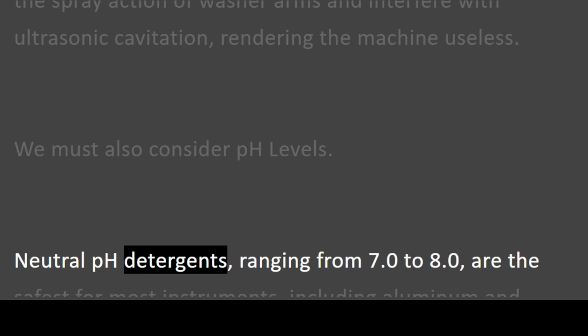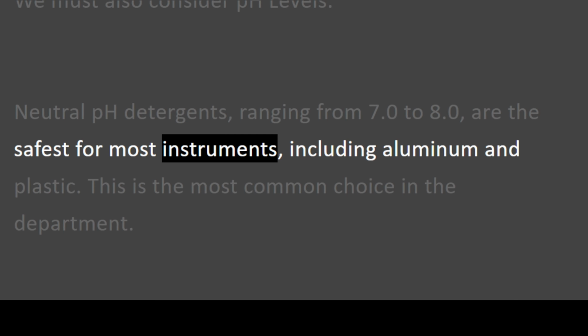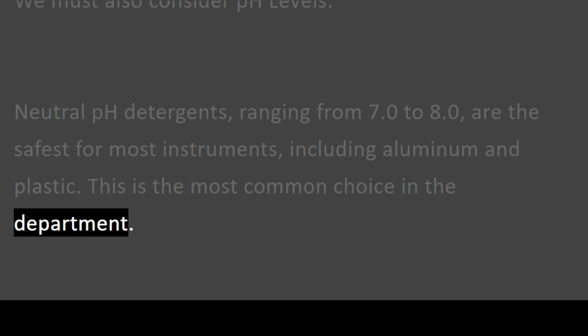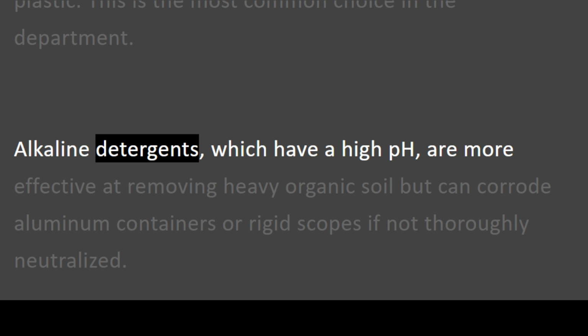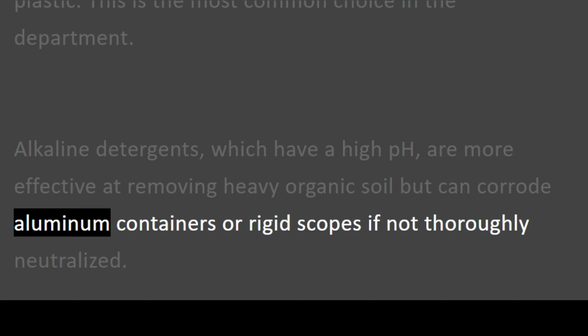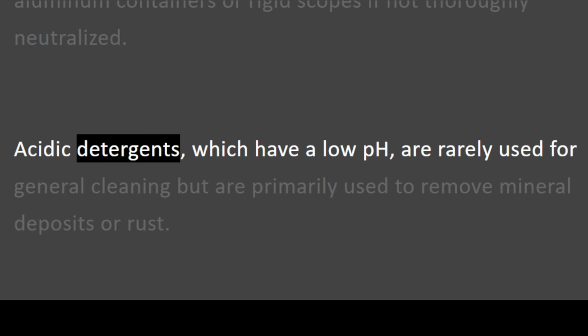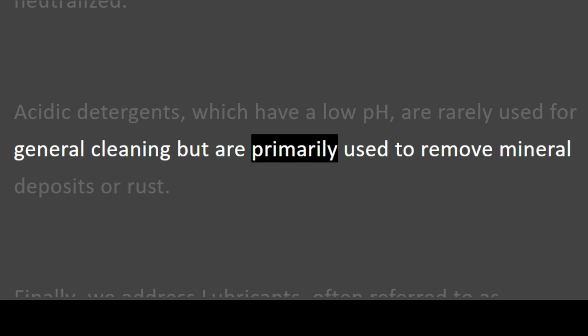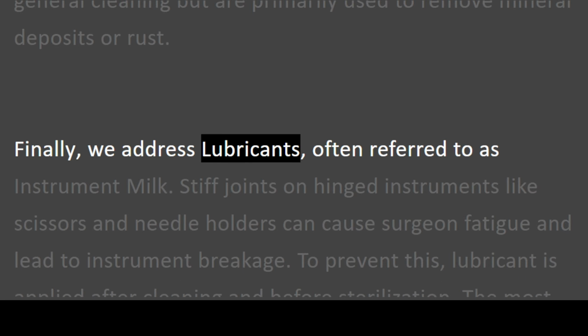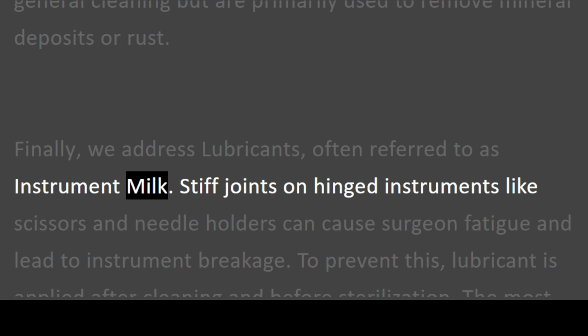Neutral pH detergents, ranging from 7.0 to 8.0, are the safest for most instruments, including aluminum and plastic. This is the most common choice in the department. Alkaline detergents, which have a high pH, are more effective at removing heavy organic soil but can corrode aluminum containers or rigid scopes if not thoroughly neutralized. Acidic detergents, which have a low pH, are rarely used for general cleaning but are primarily used to remove mineral deposits or rust. Finally, we address lubricants, often referred to as instrument milk.